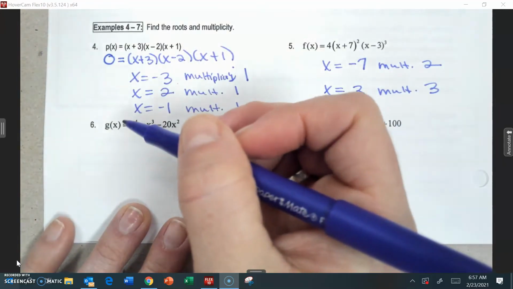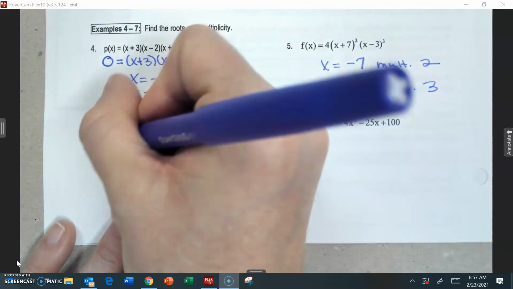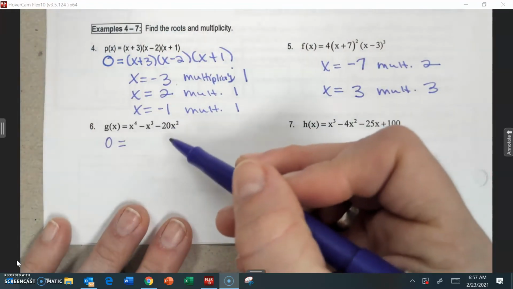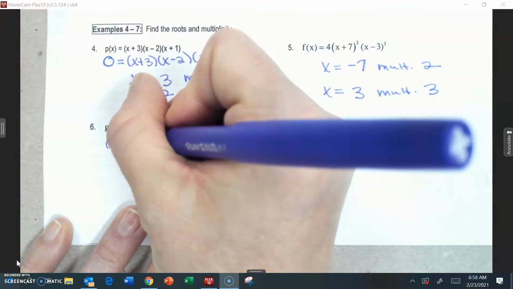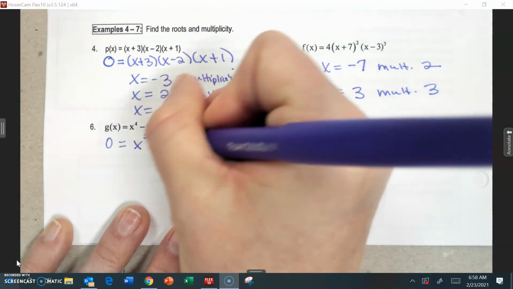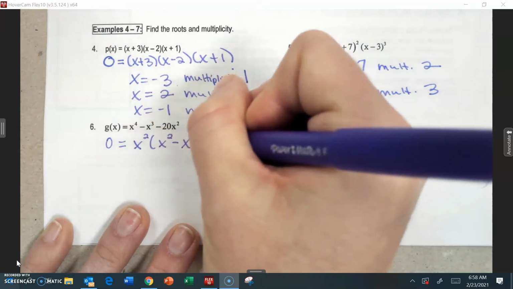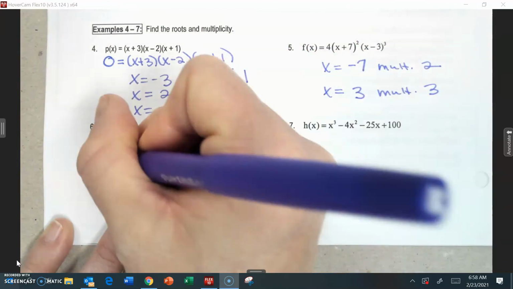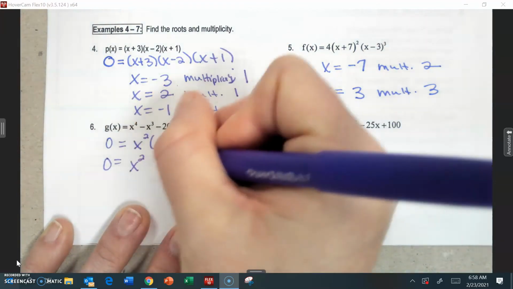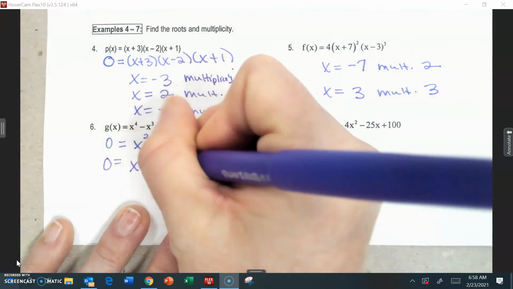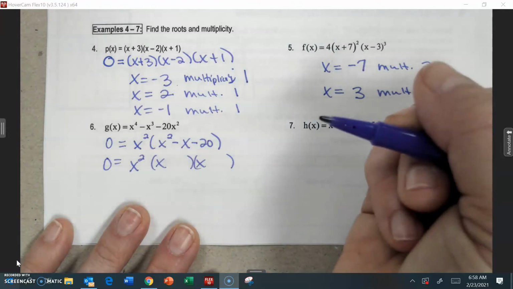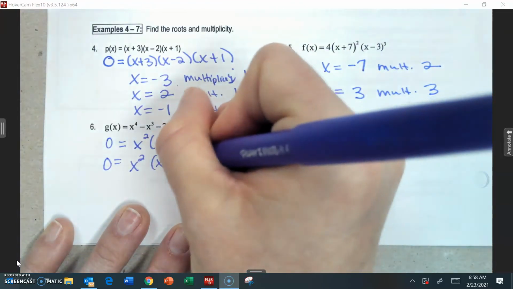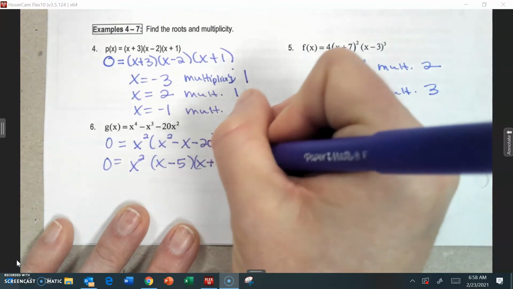Now, on this one, we're going to have to look at this and say, okay, we're going to need to factor this. So we're always going to look for a GCF first. So I'm going to factor out that GCF. And then I'm looking for 2 numbers that give me a product of -20 and a sum of -1. And that's going to be -5 and +4.